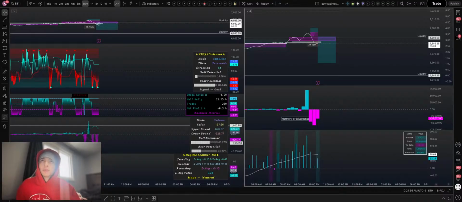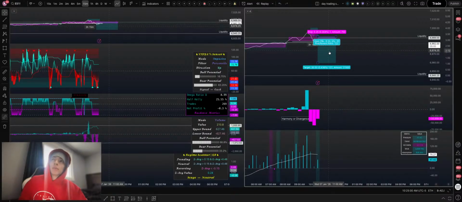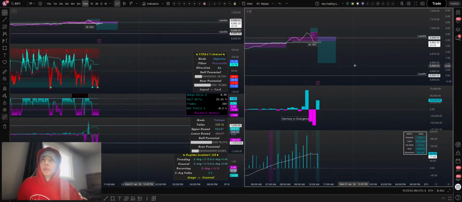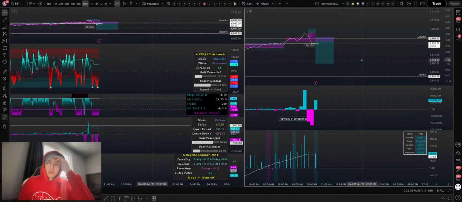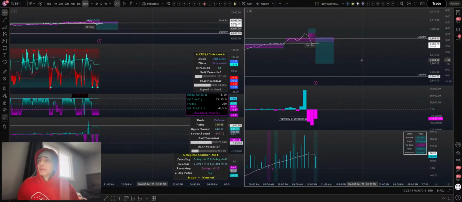So we'll see what happens. If price can drop 30 points, I'm in risk free, I would be happy with that. Looks like buyers are entering the market though.